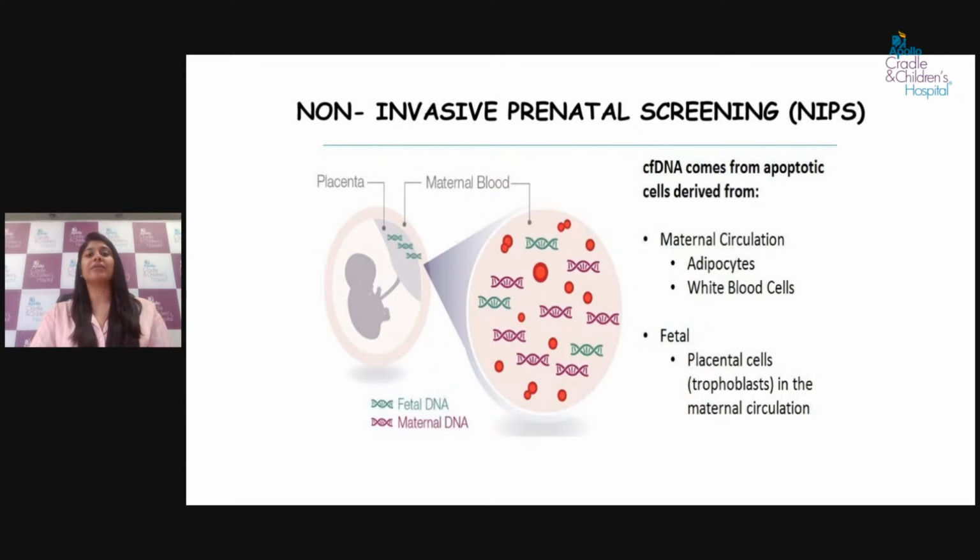Yes. Non-invasive prenatal screening uses cell-free DNA. Here is the gestational sac with the membrane, and this is the placenta connected to the baby with an umbilical cord. This is the free DNA from the placental vessels passing through the maternal blood. The fetal DNA enters the maternal blood, and when we take the maternal blood, we will be able to look for the fetal DNA. Cell-free DNA comes from apoptotic cells derived from maternal circulation, adipocytes, white blood cells, and fetal placental trophoblasts seen in the maternal blood.